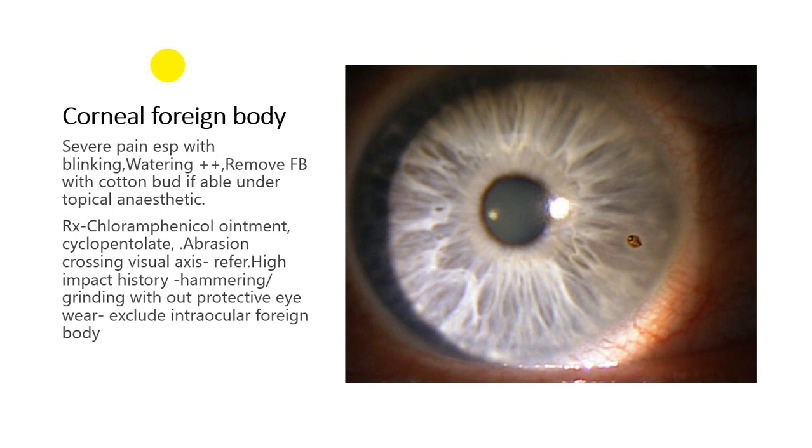Corneal foreign body. There will be severe pain, especially during blinking. There may be watering also. Remove the foreign body with a cotton bud under topical anesthetic. And what is the treatment? It is chloramphenicol ointment or similar. For abrasion crossing the visual axis, you should refer, and if there is a high impact history like hammering or grinding without protective eyewear, exclude intraocular foreign body by imaging.